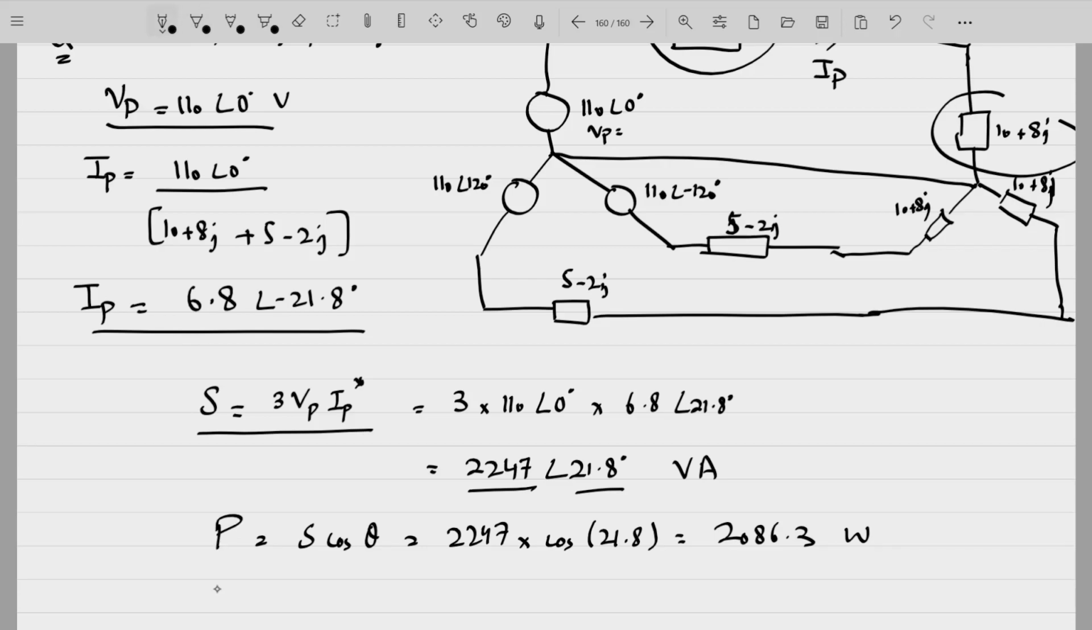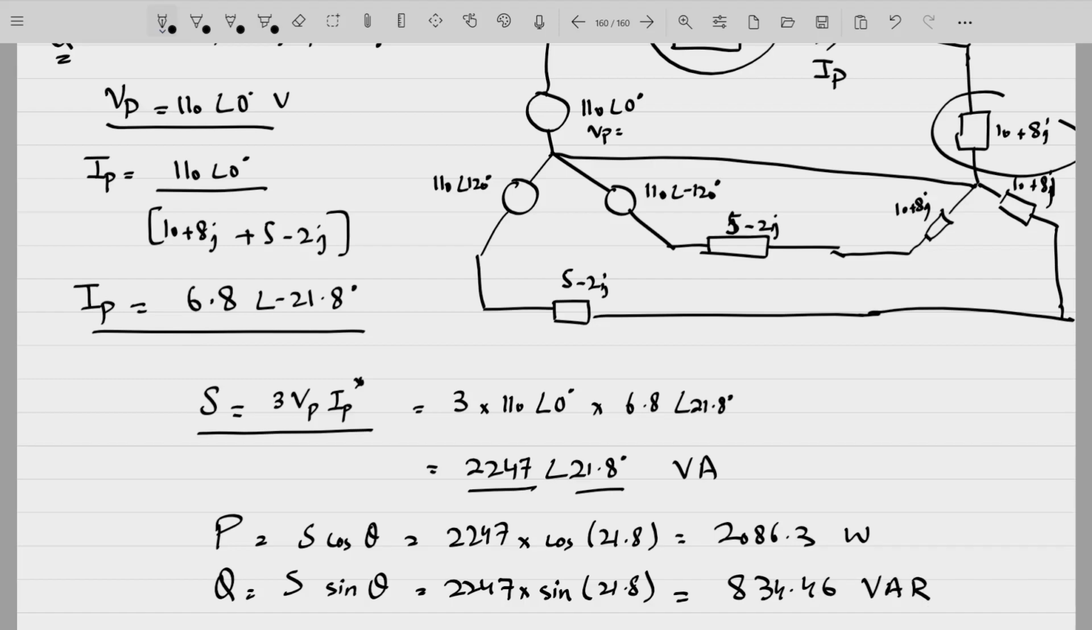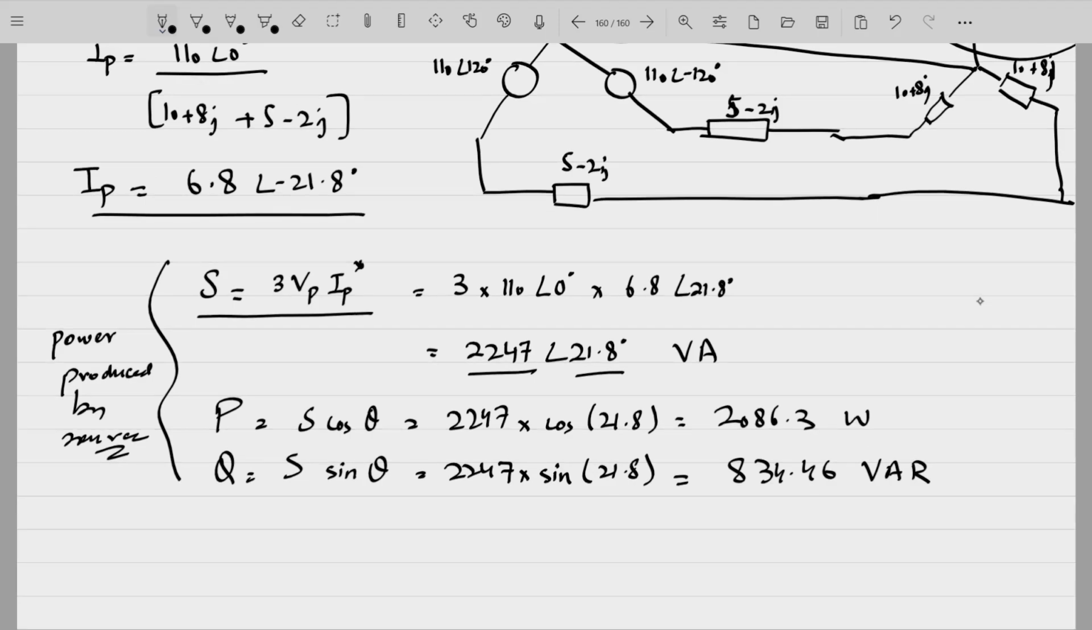Real power is represented by P, and your reactive power is S sine theta, that is 2247 into sine of 21.8 degrees, that is 834.46 VARs. Now this is the power that is produced by the source. This is not the power that is being absorbed by the load.